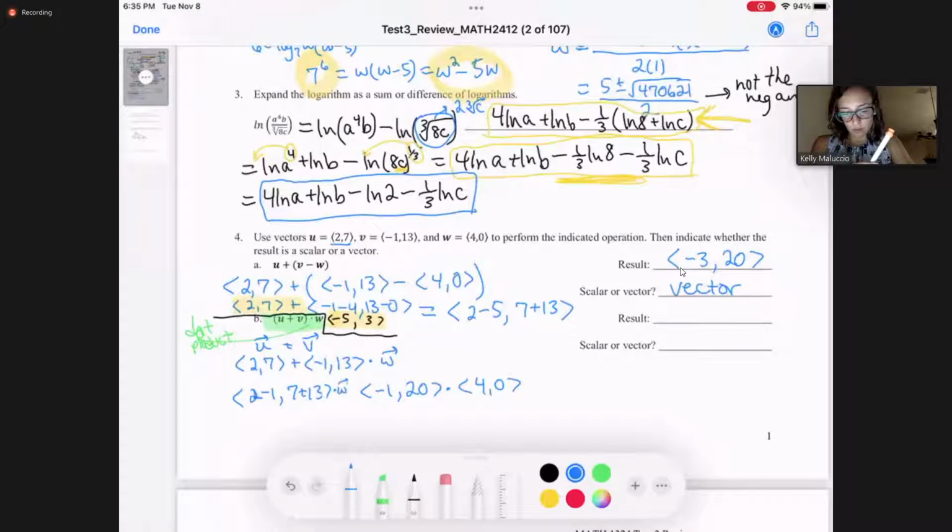Okay. So when we do that, we're just taking each component, we multiply component-wise, and then add this up. So in this case, I'm going to take my first component, negative 1 times 4.